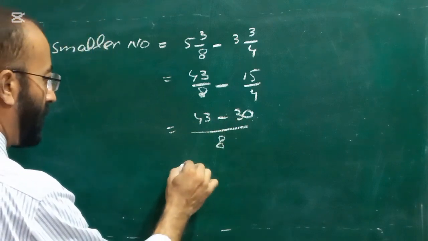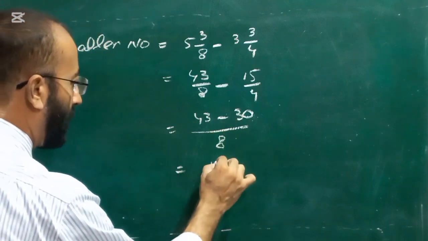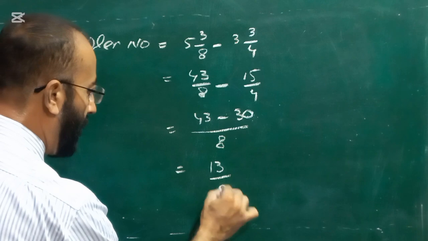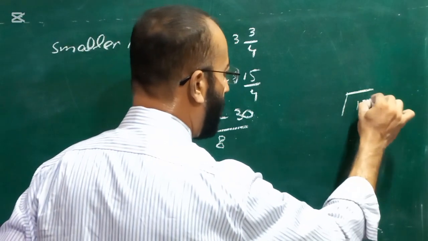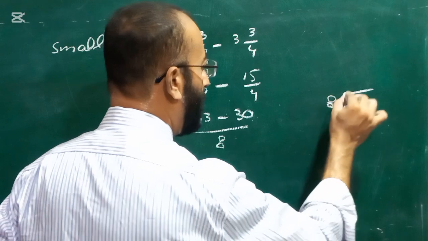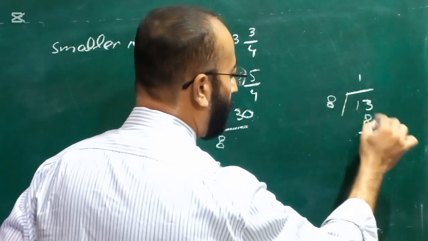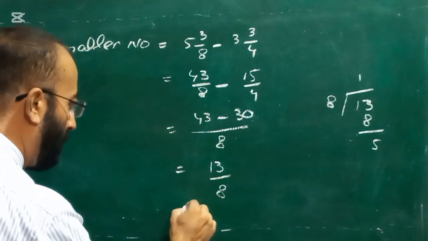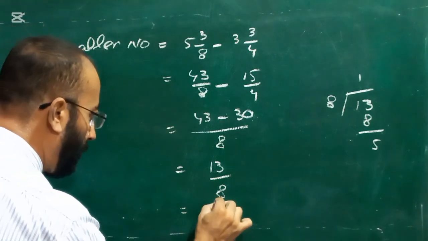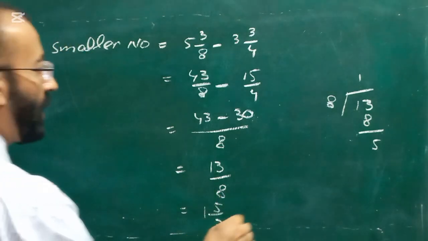Now subtract the numbers. 43 minus 30 will be equal to 13. This is over 8. Now solve it. 13 will be placed inside and 8 outside the bracket. So 8 ones are 8. Subtract it. It will become 5. So 1 whole number 5 by 8. So this is the smaller number now.